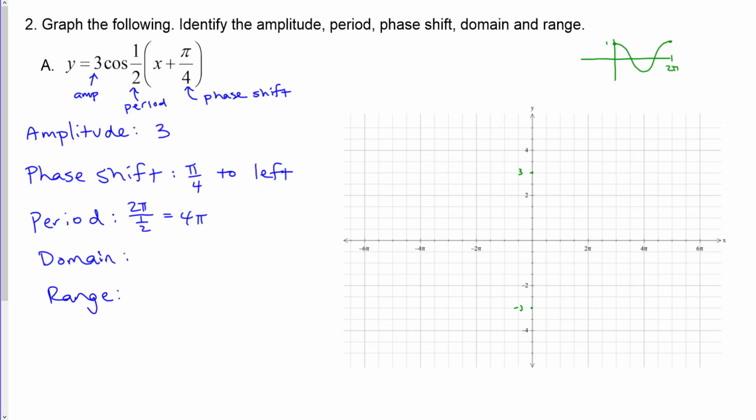So what that means is if all I had was an amplitude change, then I would start right there. But because I have a phase shift of pi over 4 to the left, I'm going to move that particular point back to the left. So I'm going to draw that in blue because that's going to be part of my curve.